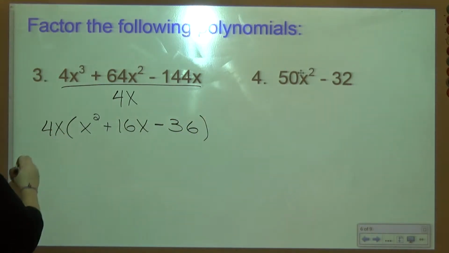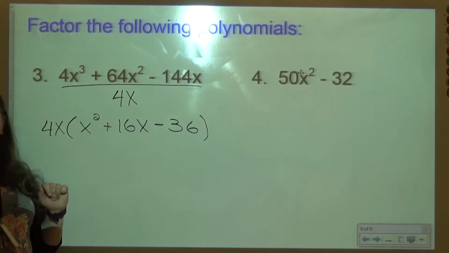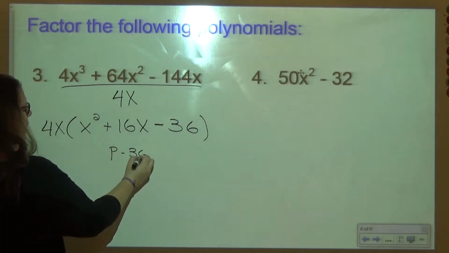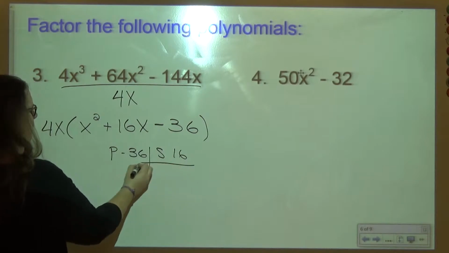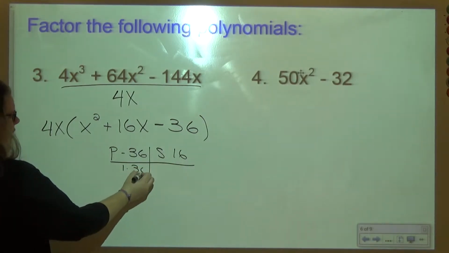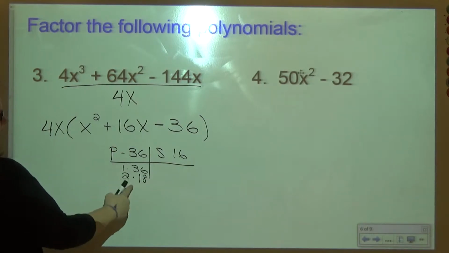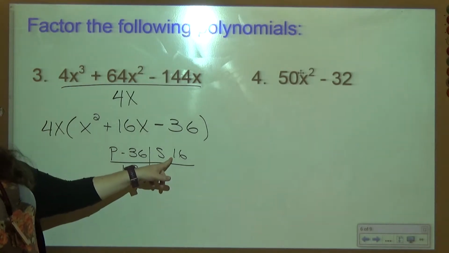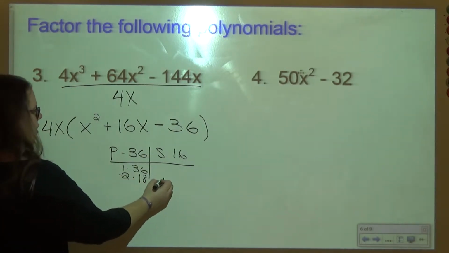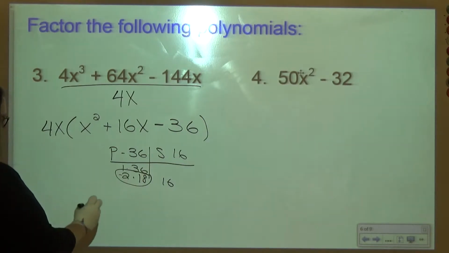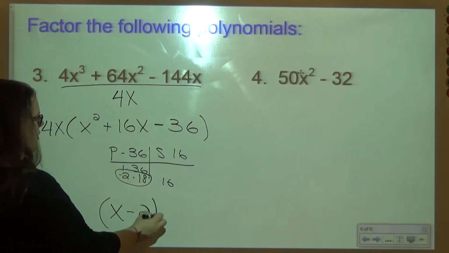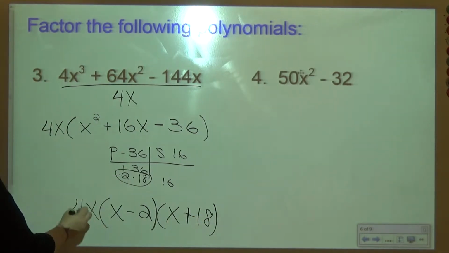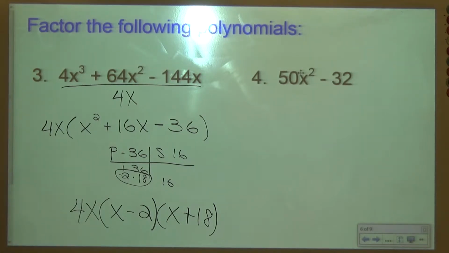A really common thing here is students get really focused on their product sum, but they forget their GCF. So my product is negative 36. My sum is 16. 1 and 36, 2 and 18. That 2 and 18 is going to give me 16. Now, who's going to be negative? Since my sum is positive, my smaller number. So those are my two numbers. X minus 2, x plus 18, with my GCF on the outside. And we're finished.